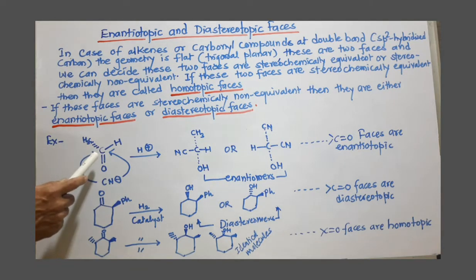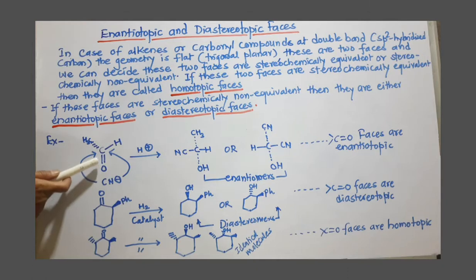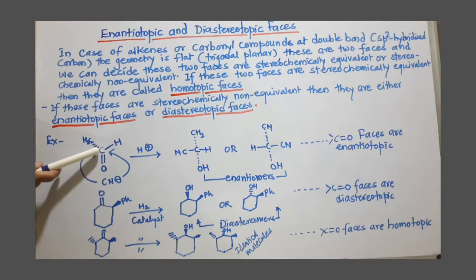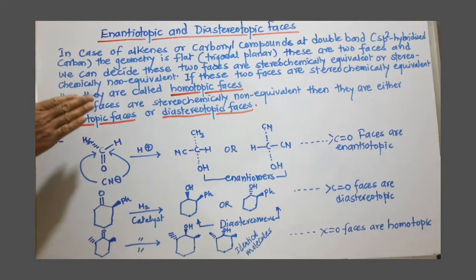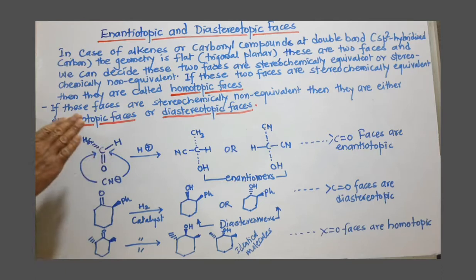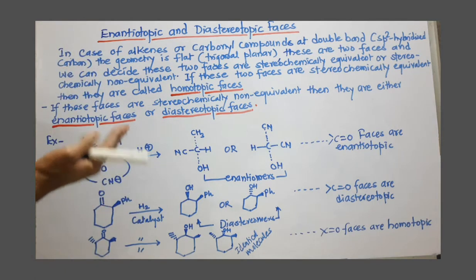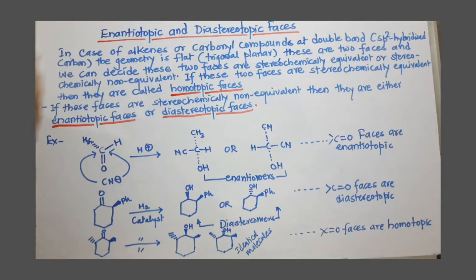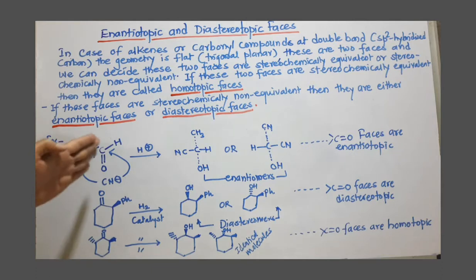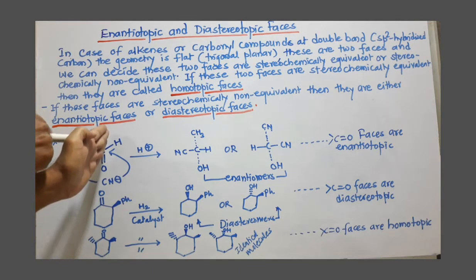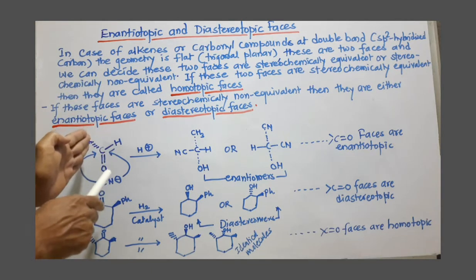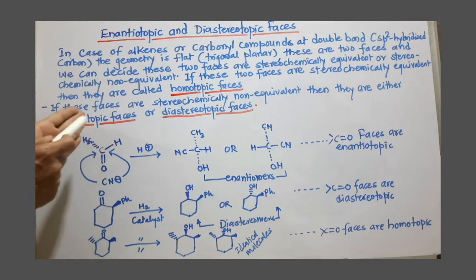Here I have taken a carbonyl compound, C=O. This is acetaldehyde. So you can see here, this is an sp2 hybridized carbon. That means trigonal planar geometry. And if it is planar, there are two faces, two sides. Either you can say upper side and lower side, or left hand side or right hand side. Now I'll consider this molecule like this. This CH3 is behind the plane and this carbon is on the plane.